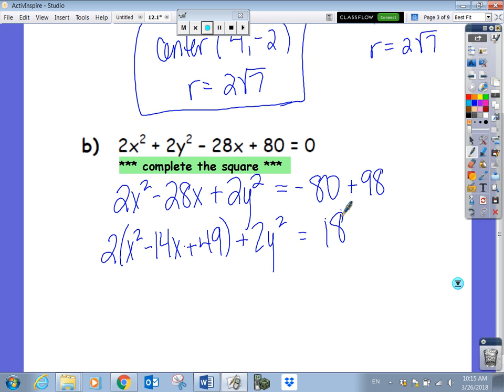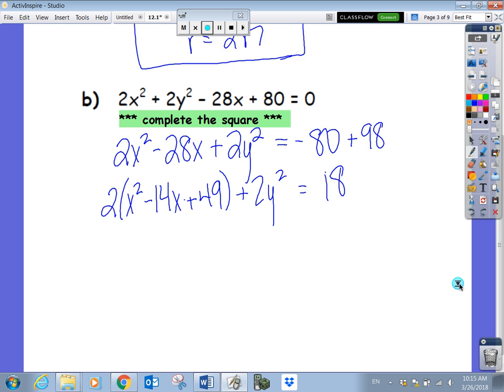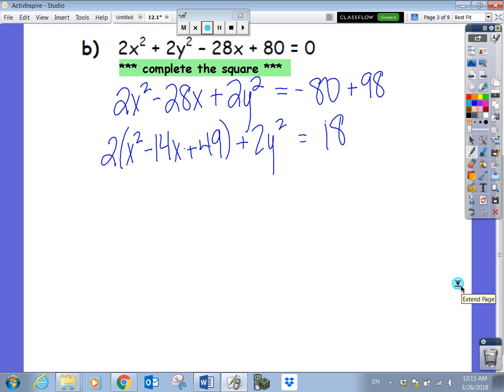So then we end up with 18. Negative 80 plus 98. All right, the whole reason for completing the square is so that you can rewrite it as a binomial squared.